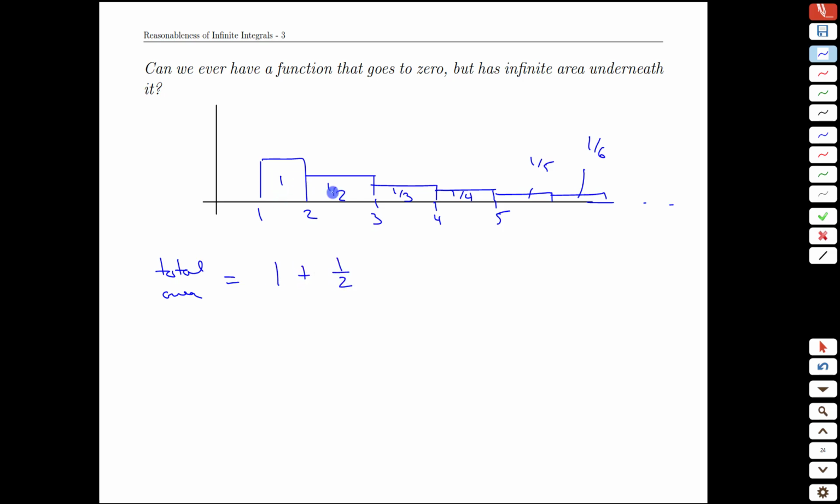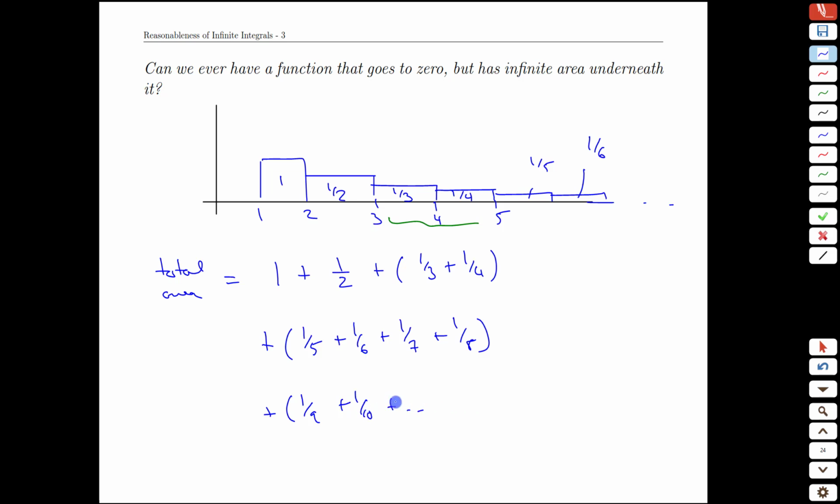There's an area of 1 plus 1/2. We got that. Then we'll group the next two pieces together. The area there is 1/3 and 1/4. And then we'll leave a bit of space and we'll group the next 4, 1/5, 1/6, 1/7, and 1/8. And then we'll group the next 8, as it turns out, 1/9, 1/10, and by the time we're done, there'll be another power of 2, 1/16. And let's just see the pattern that arises out of doing that.